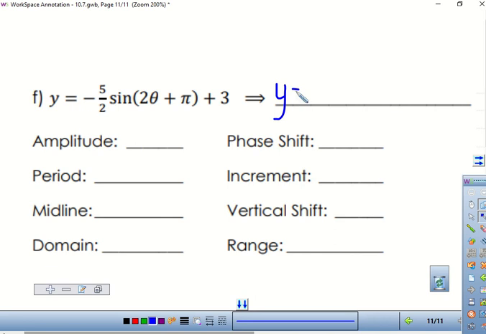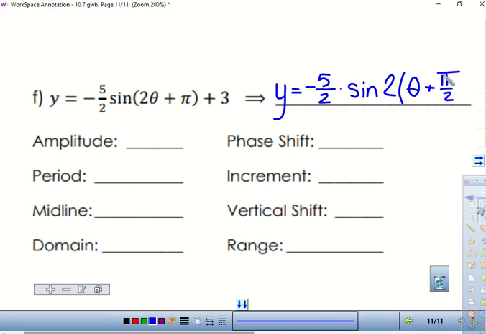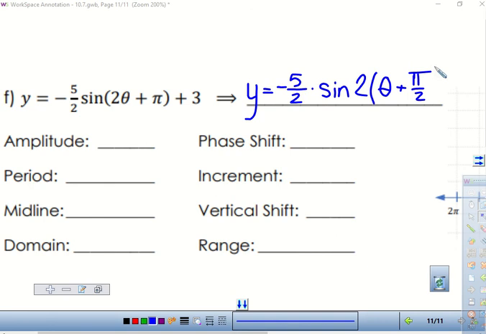So we got y equals 5/2 times sine of, we need to factor out that 2 right there. So it's going to be 2 times (theta plus pi over 2), and then close the parenthesis, plus 3. So is everybody good with how I factored out this 2 right here from the theta? Factored it out of both terms. Divide both terms by 2.